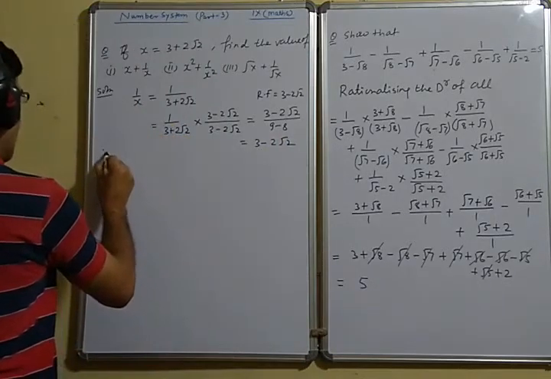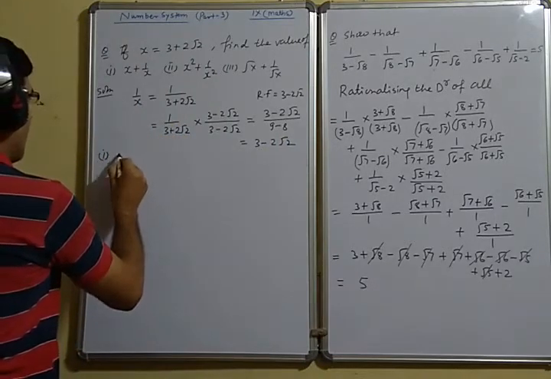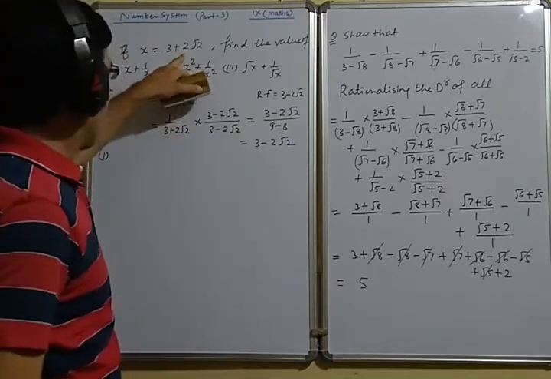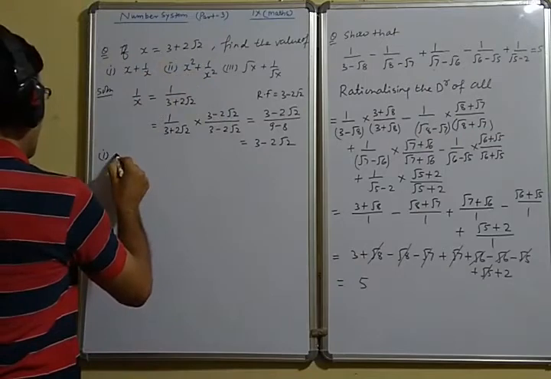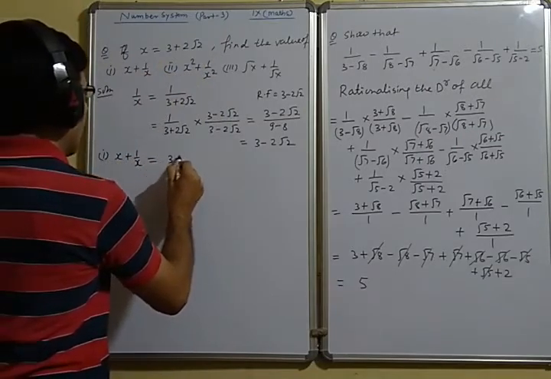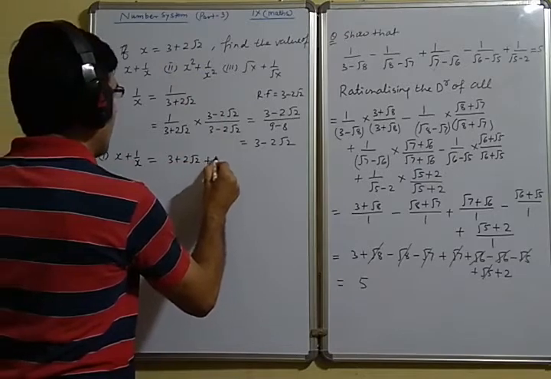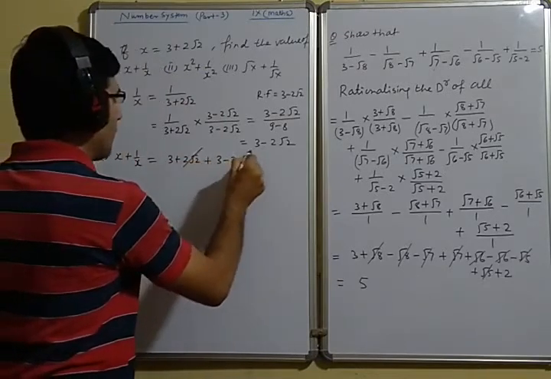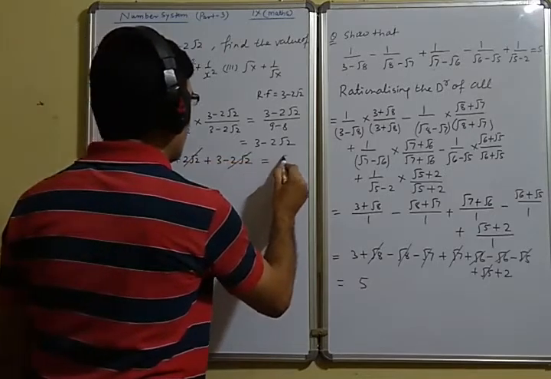Now the first part, we have to find out x plus 1 upon x. Now x we already have. So x plus 1 upon x becomes 3 plus 2 root 2 plus 3 minus 2 root 2. The 2 root 2 cancel out, and 3 plus 3 becomes 6.